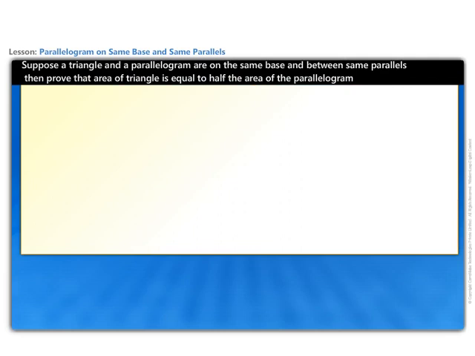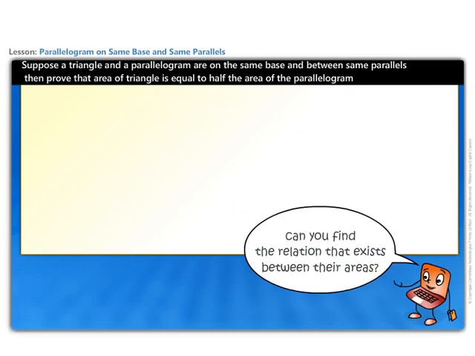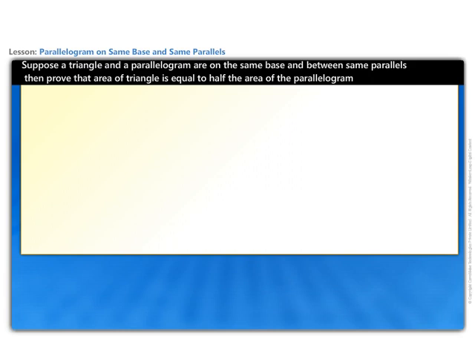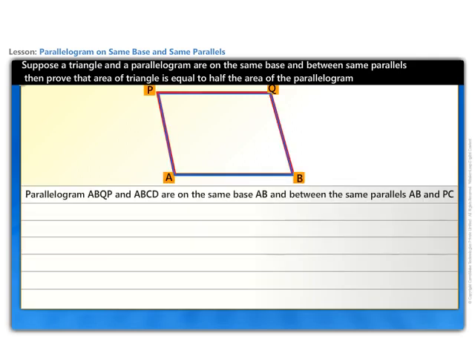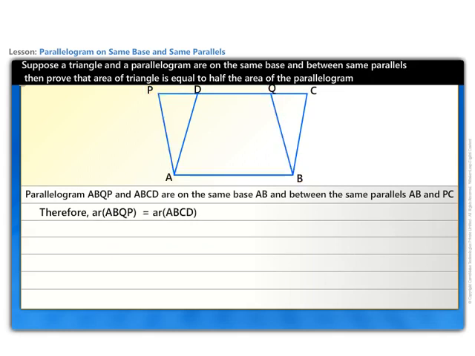Suppose a triangle and a parallelogram are on the same base and between the same parallels. Then, can you find the relation that exists between their areas? To find this, let us draw a line BQ parallel to AP such that ABQP is a parallelogram. Now, ABQP and ABCD are on the same base AB and between the same parallels AB and PC. Therefore, area of parallelogram ABQP is equal to area of parallelogram ABCD. Let us consider this as equation 1.